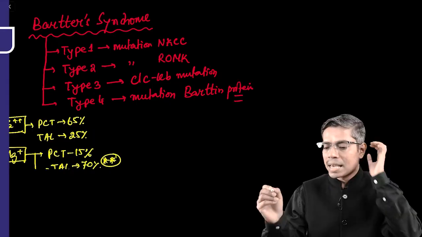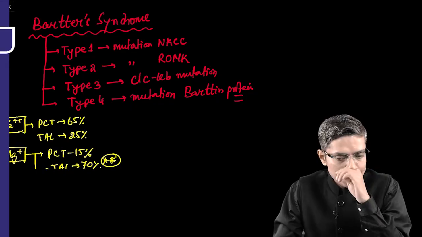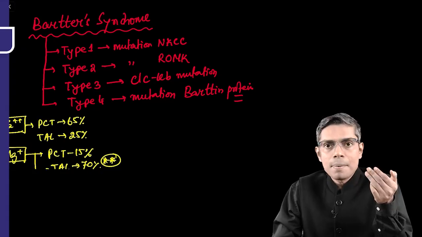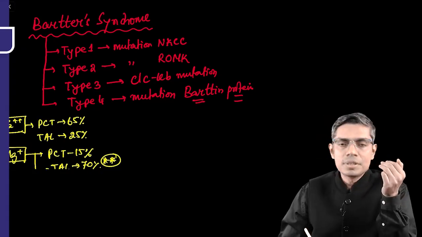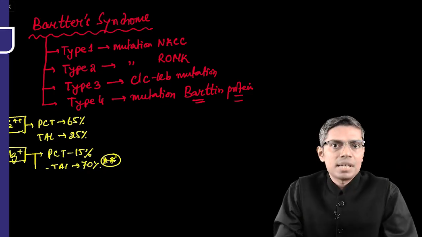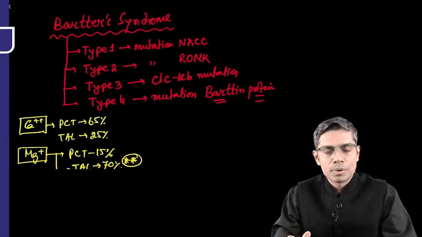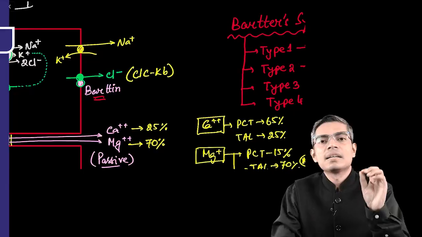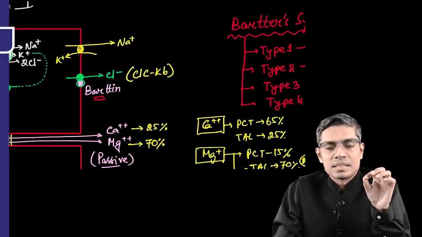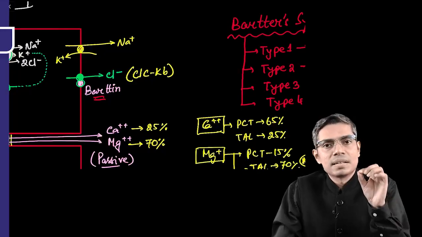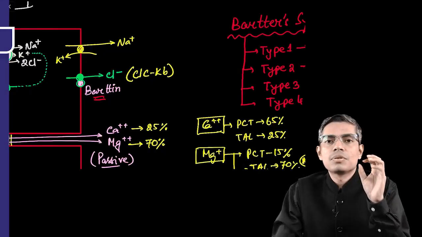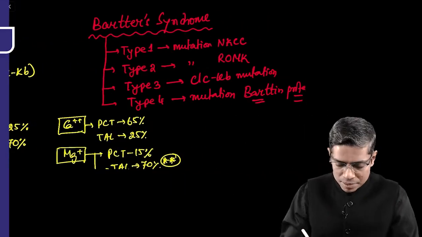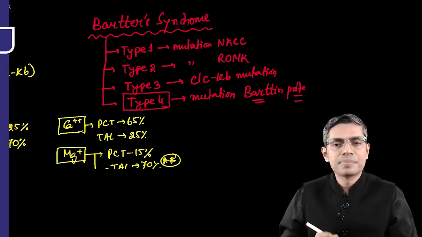So this Bartin protein can also get mutated in certain cases of type 4 Bartter syndrome. This Bartin protein is helping the basolateral chloride channel, a similar kind of chloride channel, and it is also present at the level of the internal ear, the stria vascularis of the internal ear.